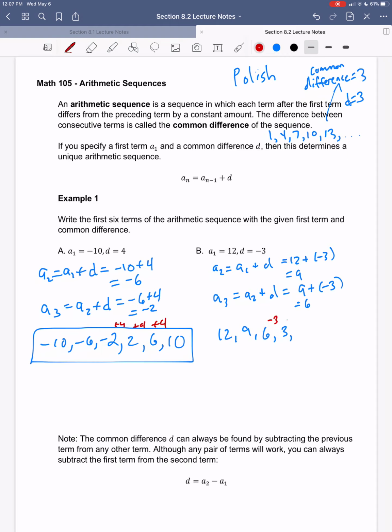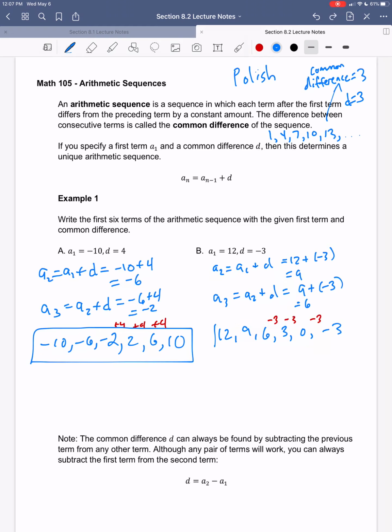So I'm going to subtract 3 a couple more times here. So subtract 3 and get 0, subtract 3 and get negative 3. And so those would be my first 6 terms, 12, 9, 6, 3, 0, and negative 3.